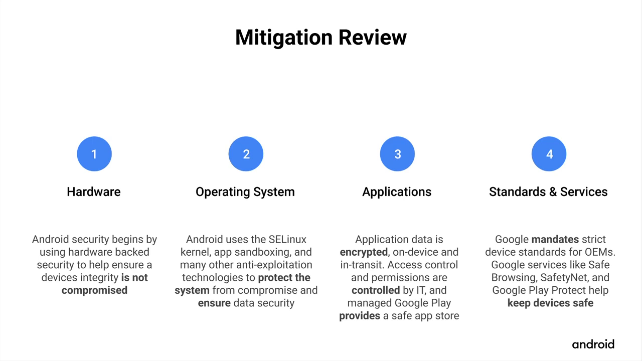And then finally, standards and services. We mentioned the CDD, the compatibility definition document, and the compatibility test suite. These are the standards by which we hold OEMs and carriers accountable to build their devices so that they are compatible. Once they do that, then we, being Google, layer all these Google services that we mentioned, like Safety Net, Safe Browsing, and Google Play Protect on these devices that then further protect the device and mitigate vulnerabilities from being exploited by exploit code and malware.